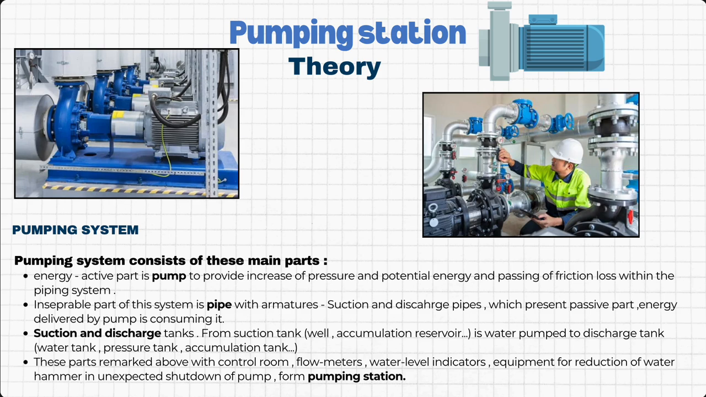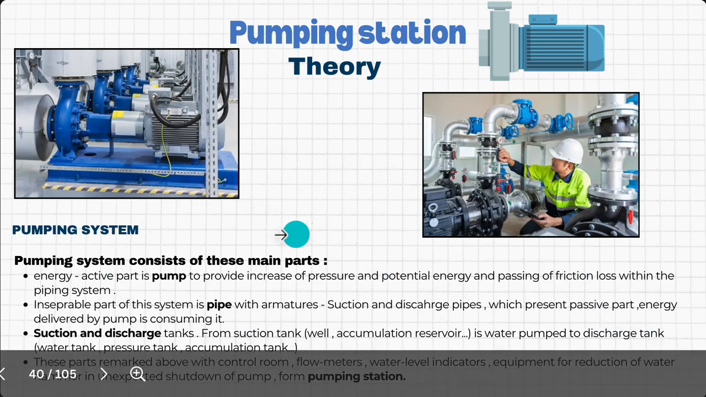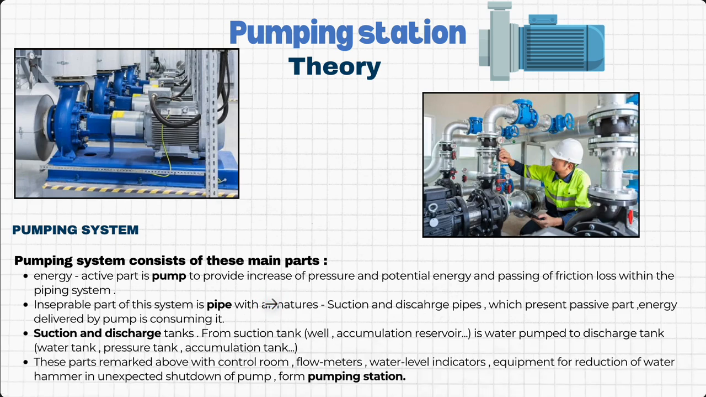They also add appropriate chemical doses during treatment. They transfer sludge from settling chambers for further treatment and disposal. So the main parts of the pumping system consist of the pump. The active part is a pump to provide an increase of pressure and potential energy in passing of friction loss within the piping system. The second important part is the pipe.